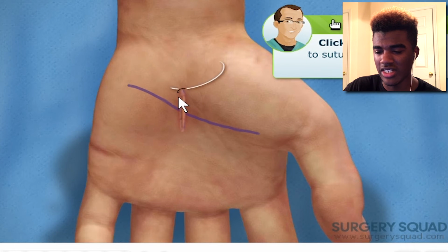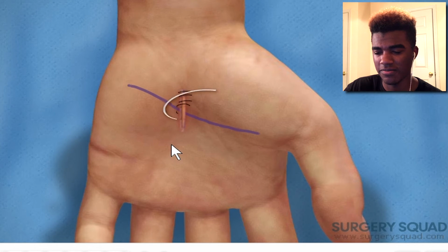Suture. Suture, that's a nice word. Suture. I like that word.